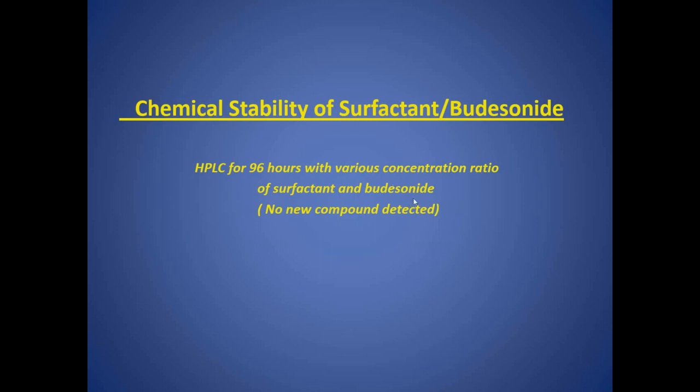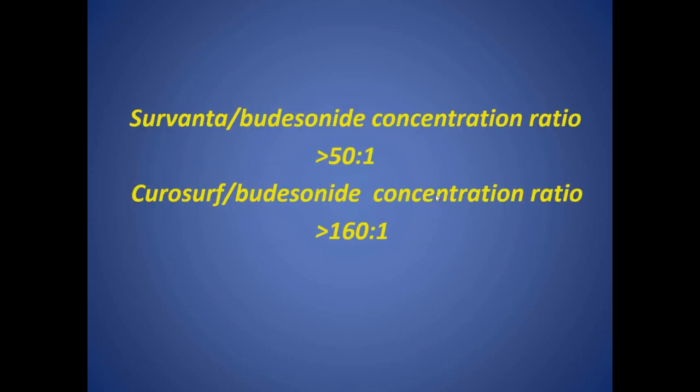Therefore, we saw that with the ratio of surfactant to budesonide more than 50 to 1, or, to be safe, 160 to 1, more than that, they don't significantly affect the biophysical stability of surfactant as well as their chemical stability. Based on this, we decide the doses of surfactant and budesonide.